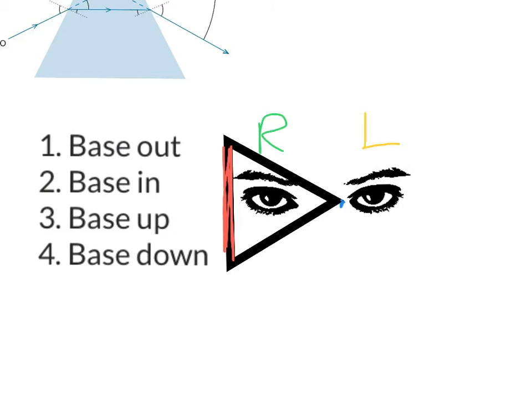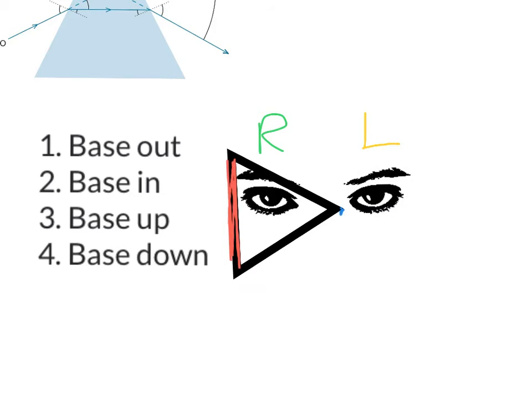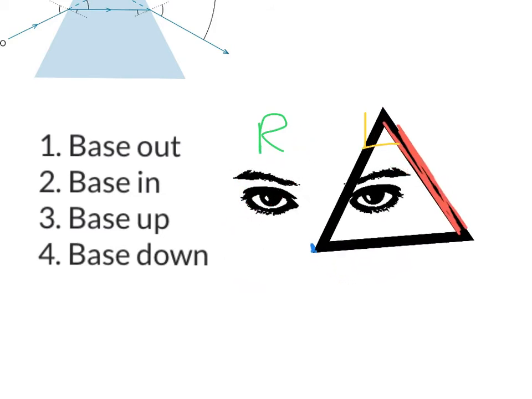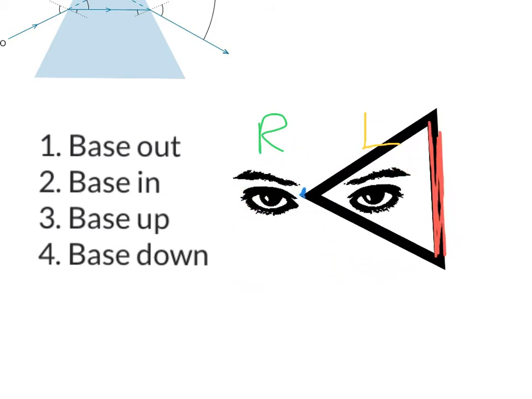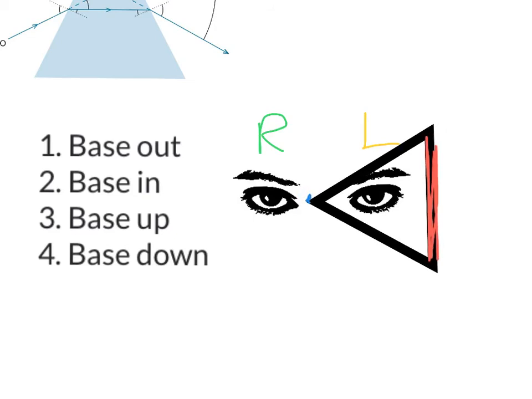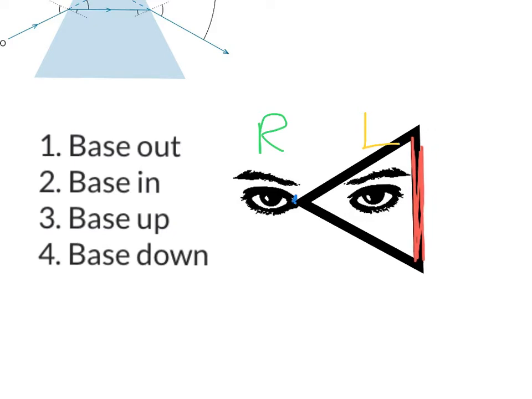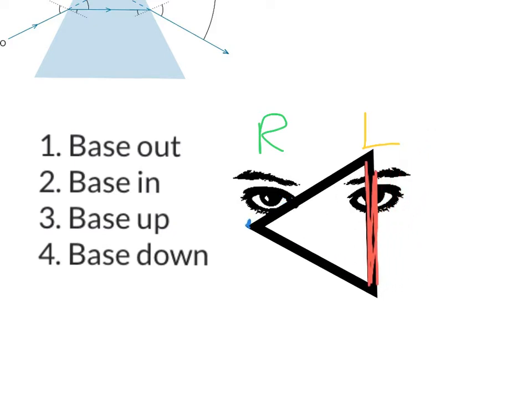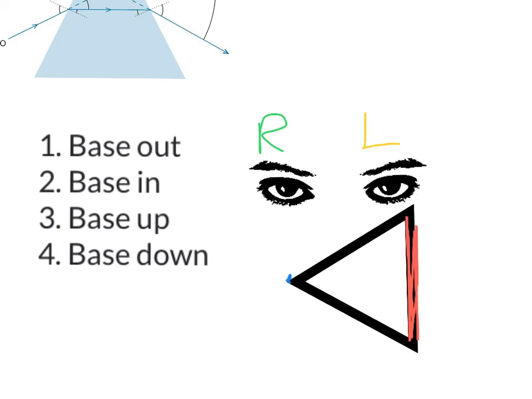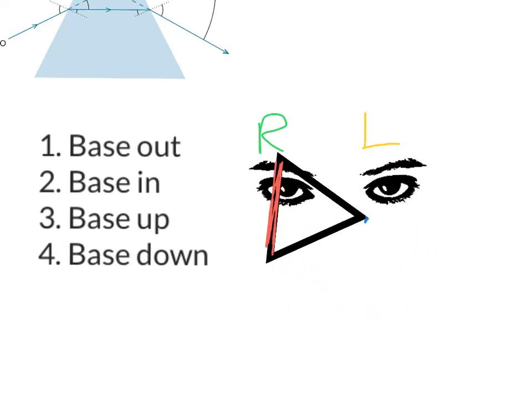Let's say if you do base out left eye. So this is base out left eye. Again, the base over here is facing outwards. It's facing away from the nose. The nose is over here. This is base out left eye. And again, this is base out. Let me spin this around. This is base out right eye.